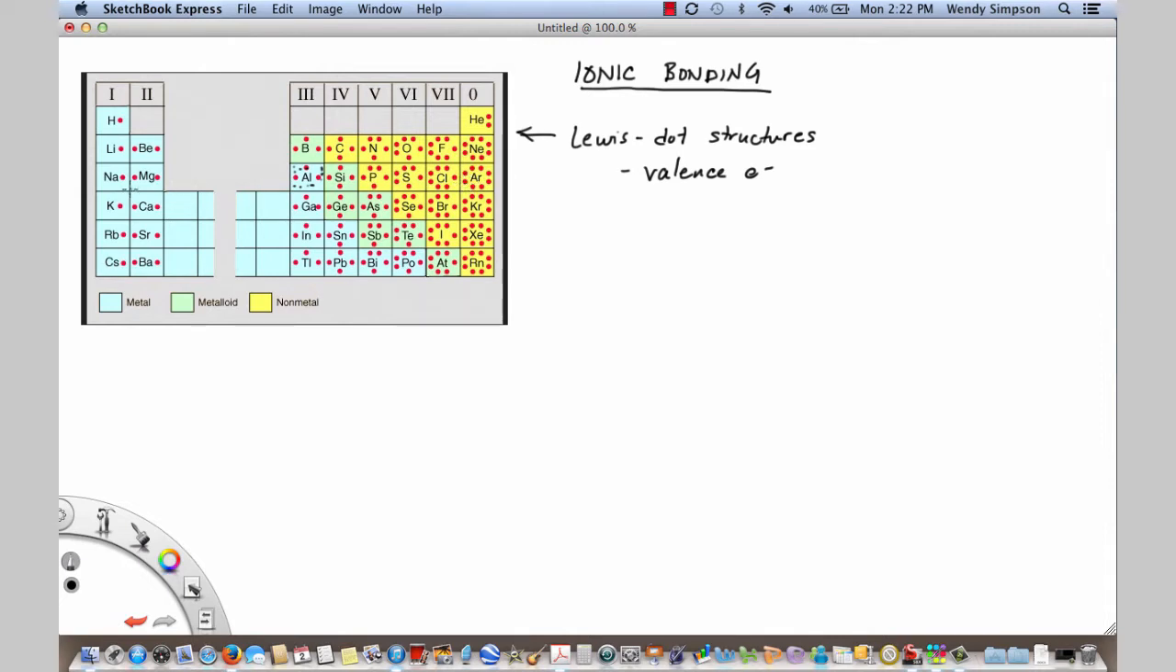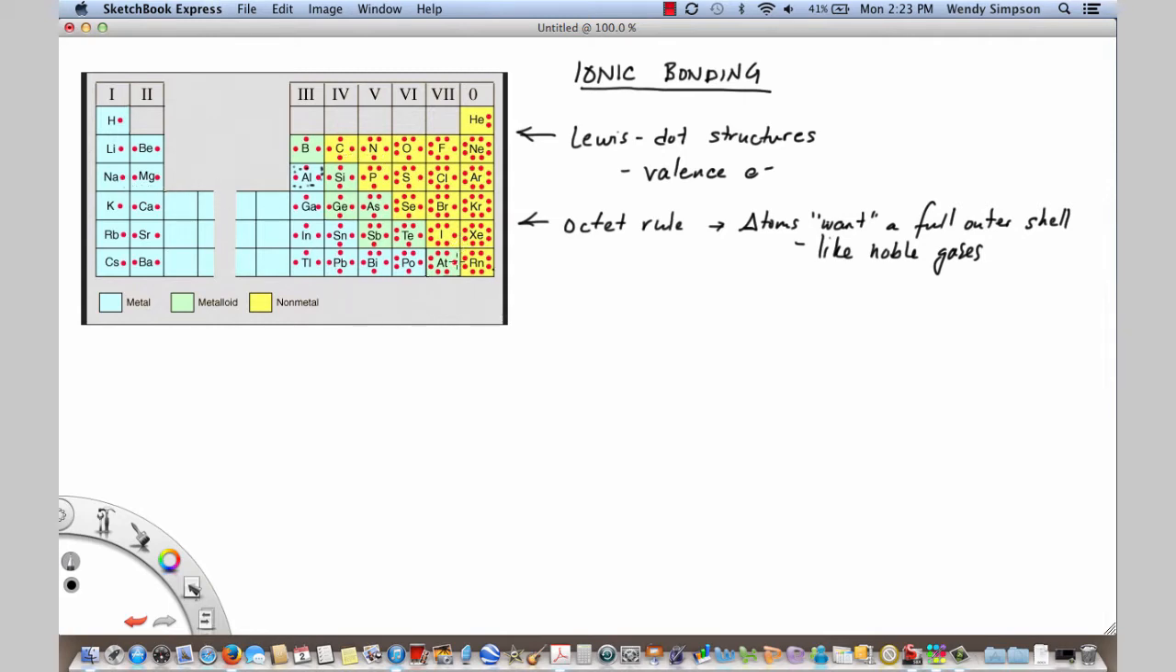As we discussed before, elements want to follow the octet rule. Okay? Atoms want a full outer shell of electrons. They want to have the configuration of a noble gas. They want to be like noble gases. Well, how does this happen? Well, in this tutorial, we're going to just be focusing on metals, and they're shown here in light blue on this chart, and nonmetals, which are shown in yellow.